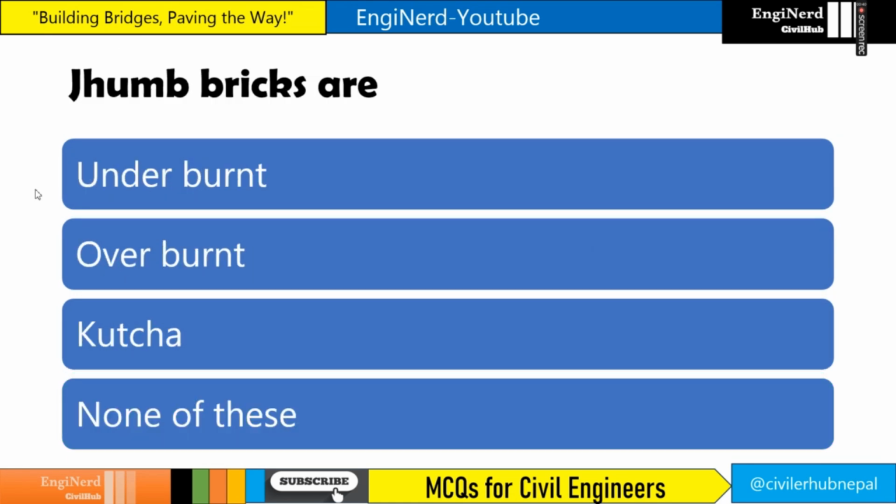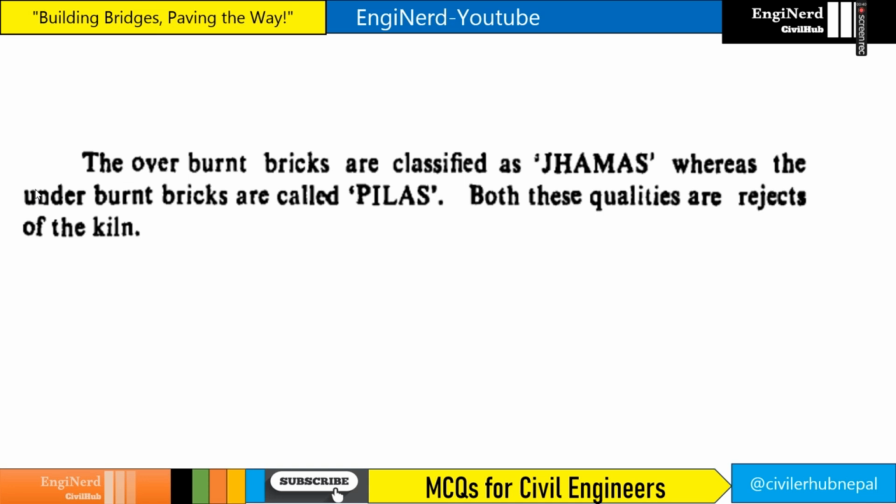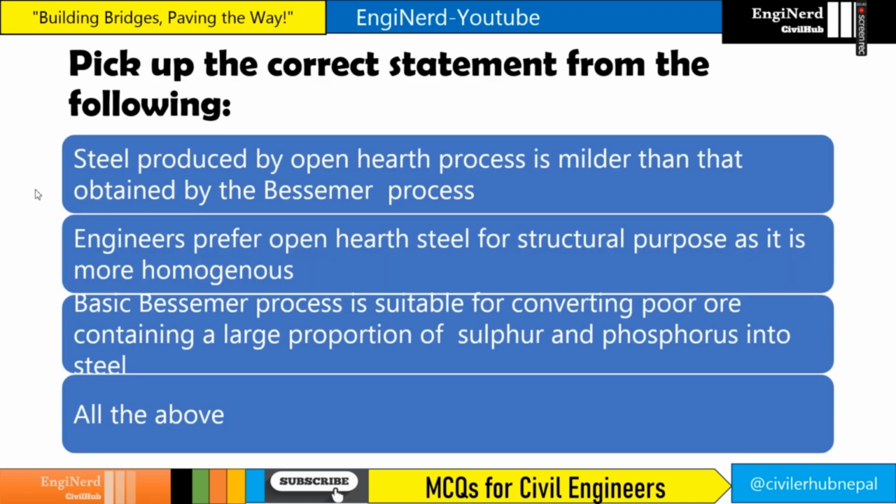Jom bricks are overburnt bricks, right? So joms or jamas or jom bricks are overburnt bricks, and underburnt bricks are kotcha or glass. So overburnt.